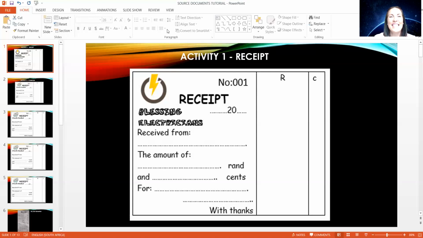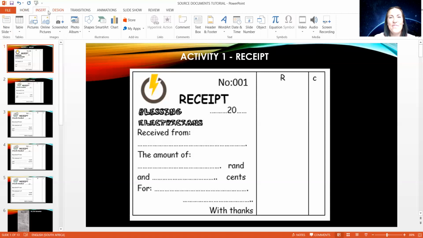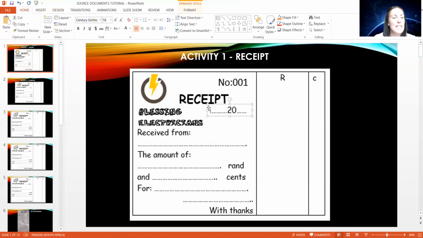Let me just see. Where is my text box? Okay, so let's try this. It says, when did this transaction take place? On the 1st of March 2020. So the first thing that we can fill in is the date.